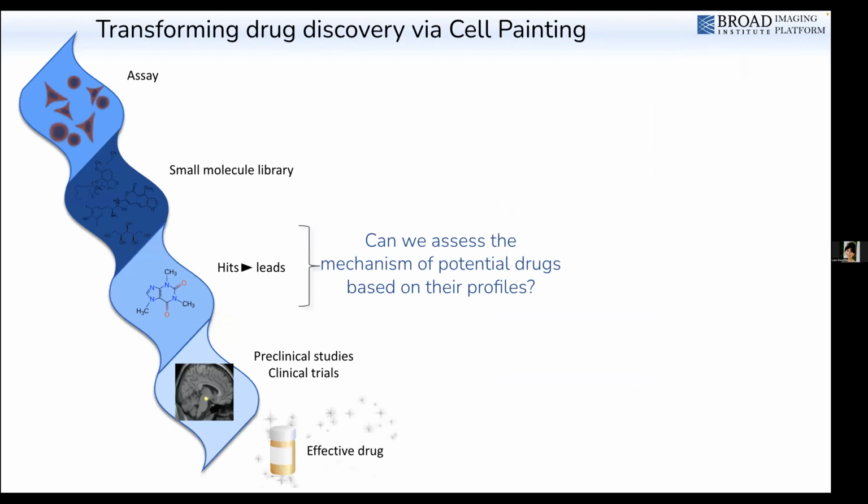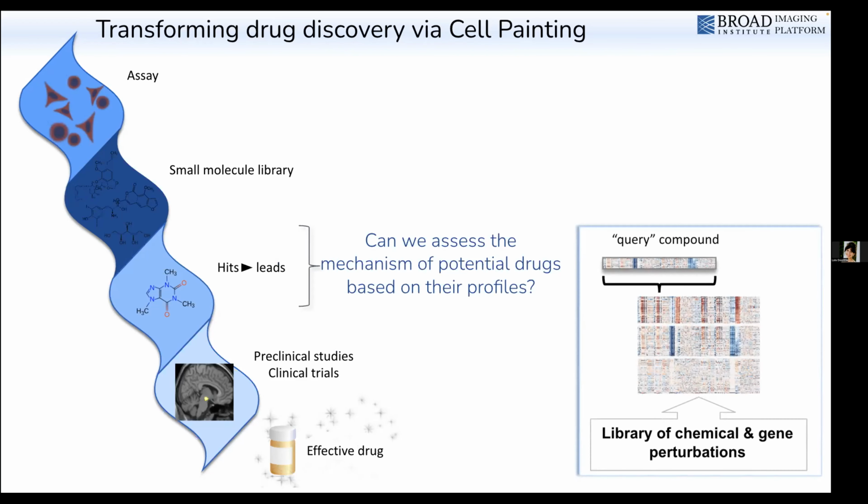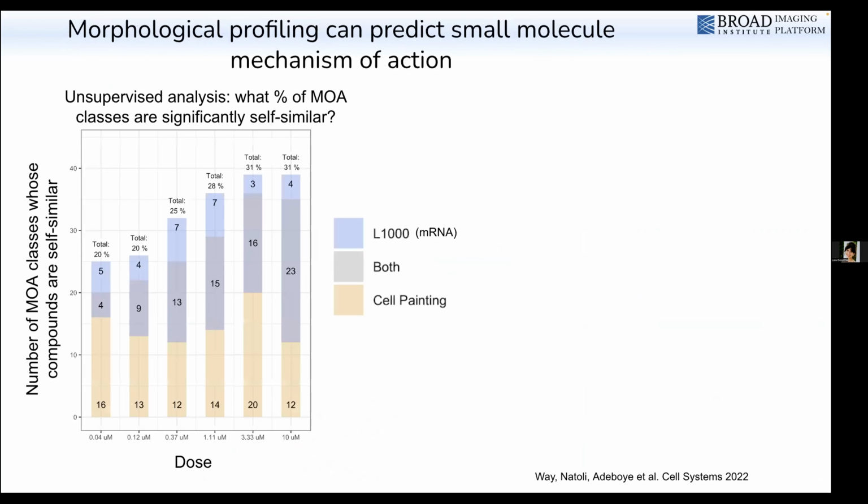Another role that profiling can play is in getting clues about the mechanism of action of potential drugs by querying their profiles against an existing library of chemicals with known mechanisms, or even genetic perturbations, because matches with those might reveal their putative targets. And we'll talk about the latter in a little bit. In fact, in this paper that came out just a month or so ago, we compared two different high-throughput profiling assays: cell painting, which reports on morphology, and L1000, which reports on the transcriptional state of about 1,000 genes.